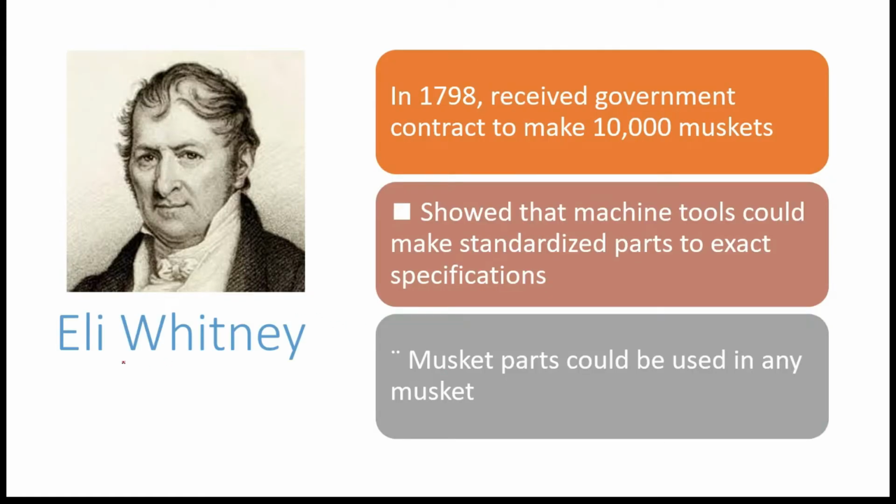Another important event in the course of industrial engineering is manufacturing of muskets by Eli Whitney. Muskets basically means guns. He received a government contract to make 10,000 muskets. He showed that the machine tools could make standardized parts to exact specifications. And here the musket parts or the gun was assembled using these standardized parts. So each part can be used in almost any gun. In that way, he was able to mass manufacture the musket.